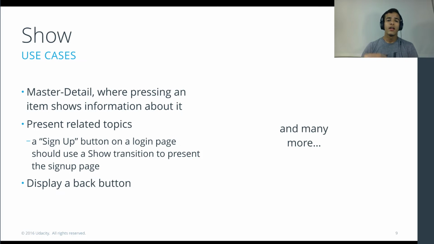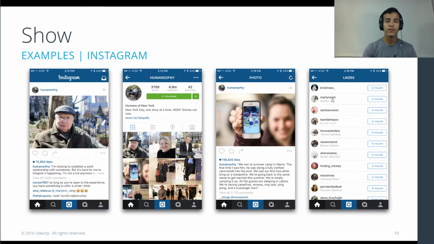Likewise, if you ever want a back button displayed in your app, and this is so very important, then you use a show segue, because that way it adds things on top of the navigation controller stack, and you can pop that whenever you want to go back. And there are a lot more use cases. Let's look at a few industry examples to really understand when to use this.